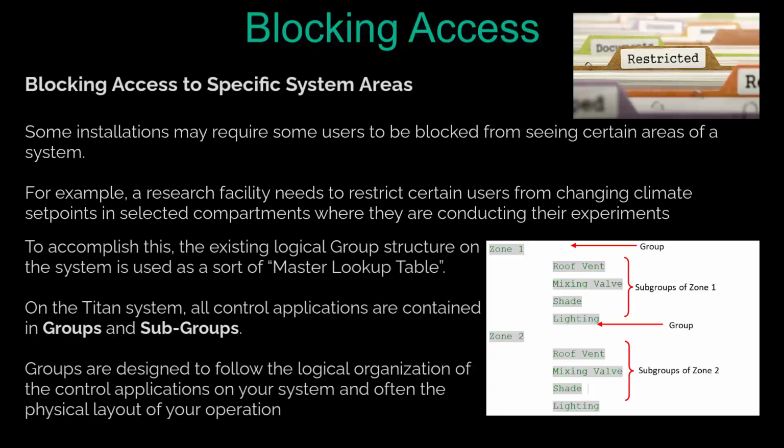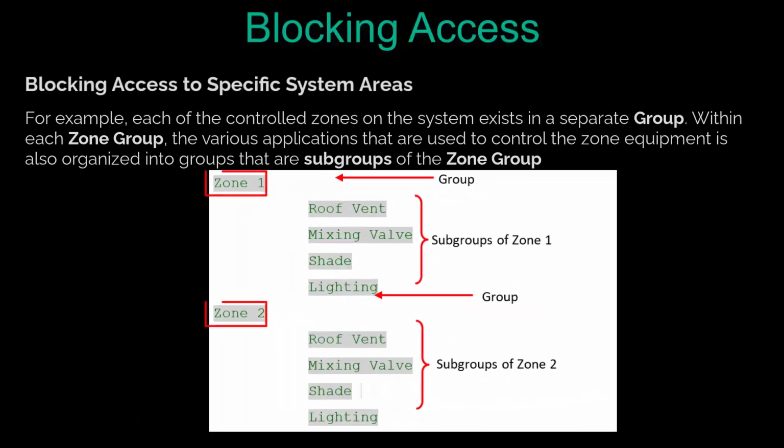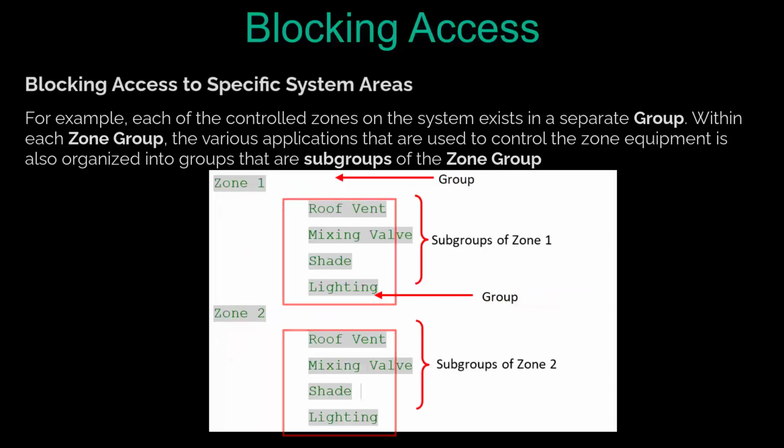On the Titan system, all control applications are contained in groups and subgroups. Groups are designed to follow the logical organization of the control applications on your system and often the physical layout of your operation. For example, each of the controlled zones on the system exists in a separate group. Within each zone group, the various applications that are used to control the zone equipment are also organized into groups that are subgroups of the zone group.